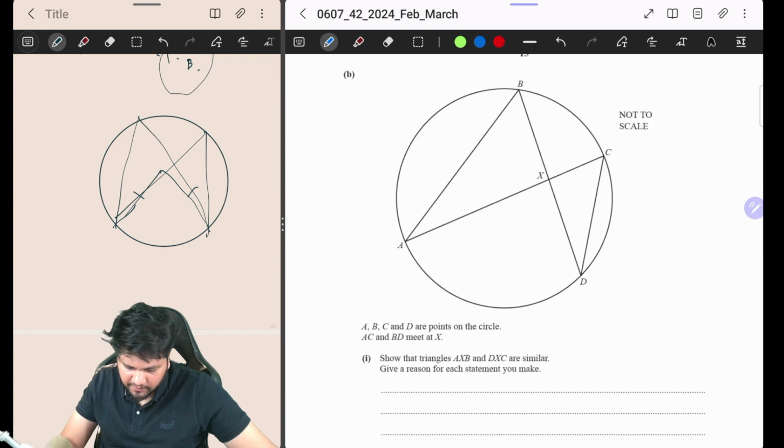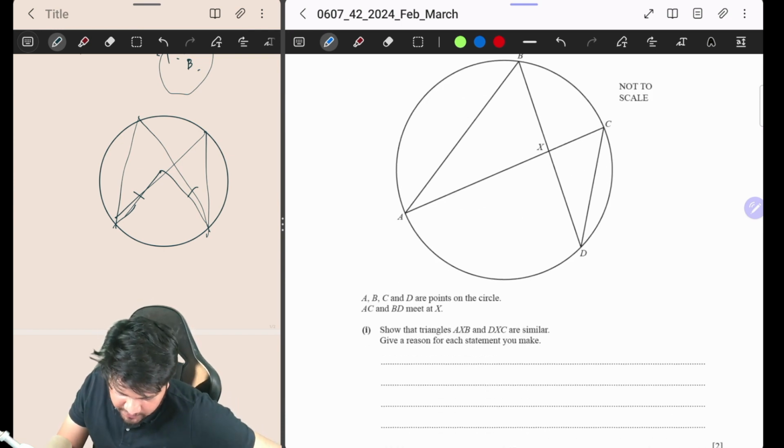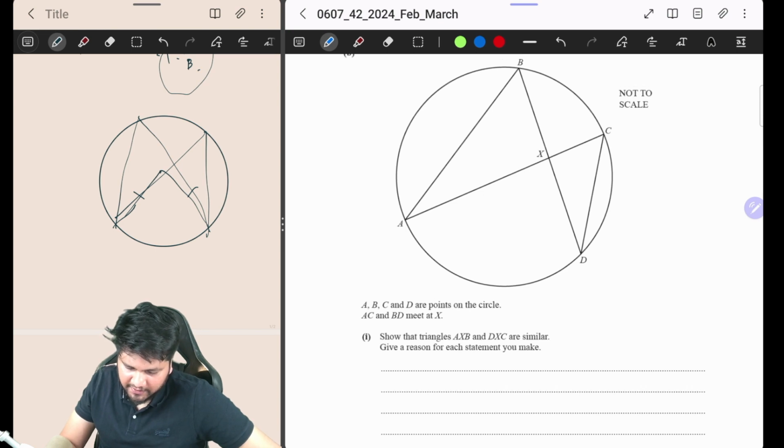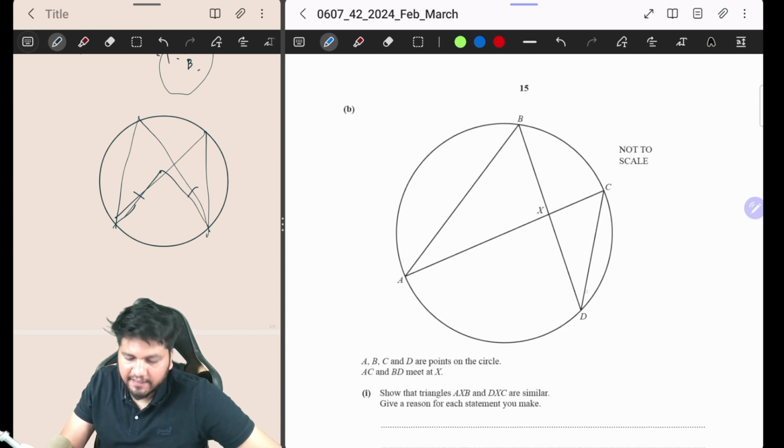B part of this question. A, B, C and D are points on the circle. AC and BD meet at X. Show that the triangles AXB and DXC are similar.